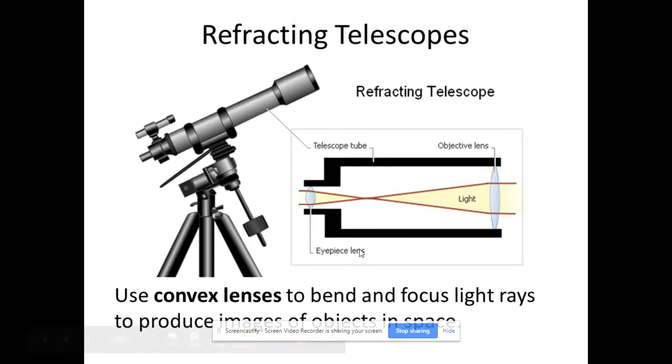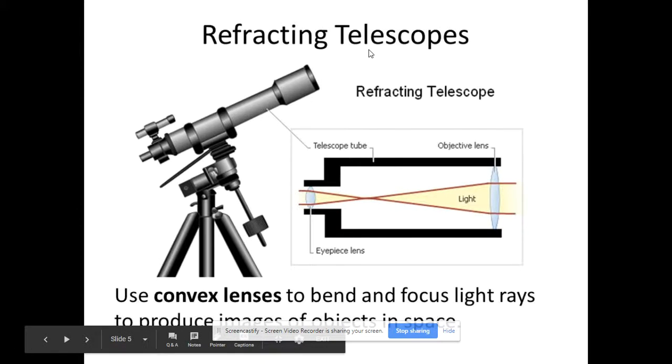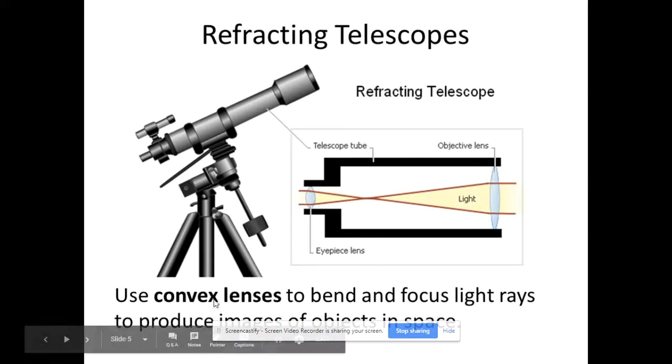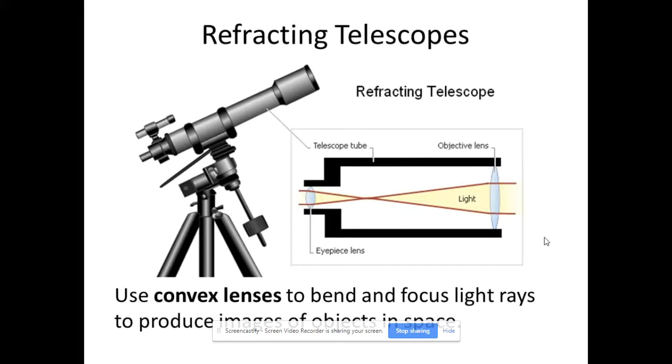So it focuses the light through this top part. The light comes straight through, hits a convex lens here, hits a second convex lens here, almost like a giant binocular, and magnifies the image to your eye. So it bends and focuses light rays to produce images of objects in space. Refracting telescopes typically allow us to see things within our own solar system and can make some stars appear slightly larger.